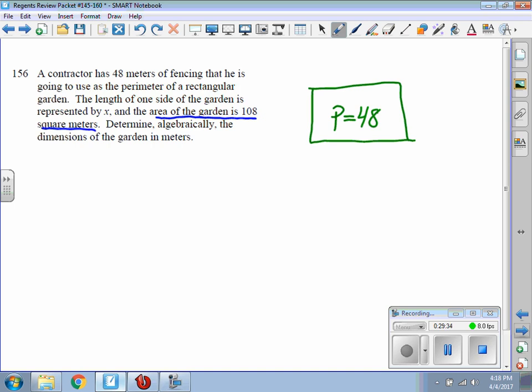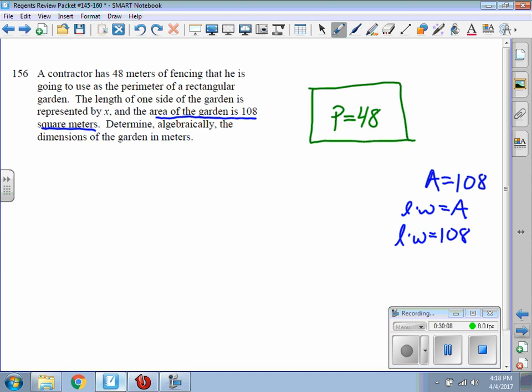So I was going to start with that first. The area of the garden is 108. So the length times the width is the area. The length times the width is 108. When I read that the contractor has 48 meters of fencing that he's going to put on the perimeter, oh, it was there. Okay, that's where I put P equals 48 from. The perimeter came from, well, how much fencing does he have to put around the outside? P equals 48. We were given one more piece of information I could put into this diagram.